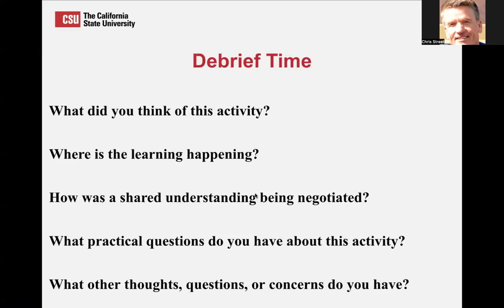So this activity, if you think about it, we didn't get to do all areas of it, but I am curious to see what you thought of it. I think a lot of the learning is happening in those discussion sections for steps 2 and 3. How was a shared understanding being negotiated? If you think about that discussion time in activities 2 and 3, there's a lot of shared understanding and negotiation happening.